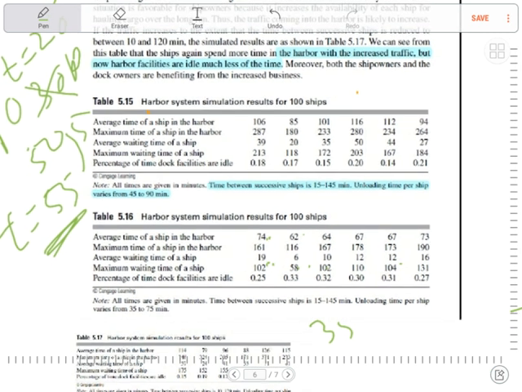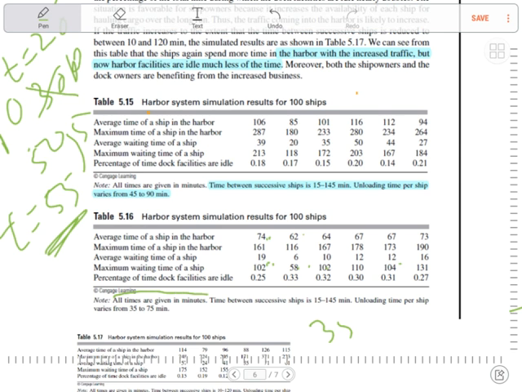If you see in this 5.16 algorithm, the percentage of time dock facilities are idle is 0.25, but initially when there was no modification given, it was 0.18. Sorry, it is not 0.15, it is 0.25, my mistake. It is 0.25. Initially, in the unmodified algorithm, it was 0.18. It was 0.25 for the 100 simulations here. Again here 0.17 was here, 0.33 was here. Likewise you compare any one. If you see, it is almost doubled this time, because we are decreasing the unloading time.